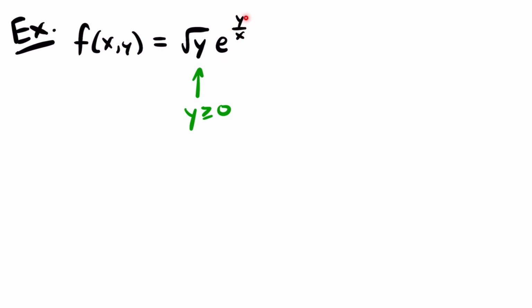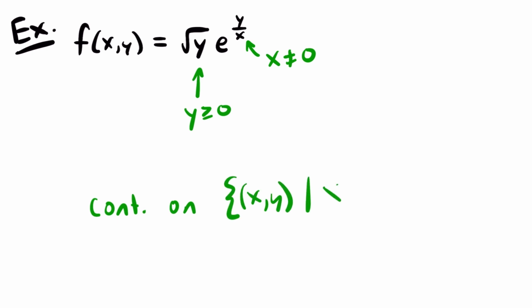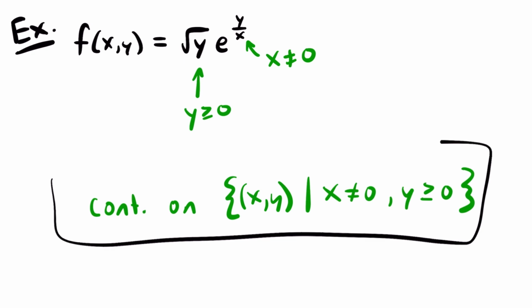And then we also have this fraction as the power of e, and that denominator cannot be 0. All right, so the value of x there cannot be 0. So these are our two restrictions. X cannot be equal to 0, and y needs to be positive, or greater than or equal to 0. And those are the only restrictions. Any other values of x and y will be just fine for this function. All right, so we would say that this function is continuous on the set of xy values such that x is not equal to 0 and y is greater than or equal to 0. Okay, that would be the answer to this example.